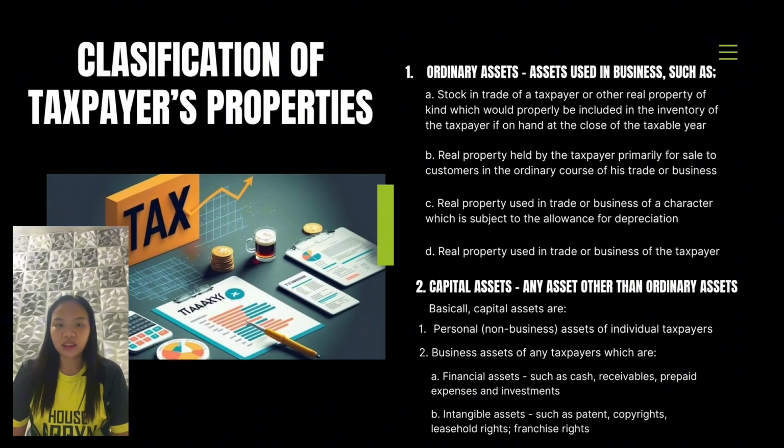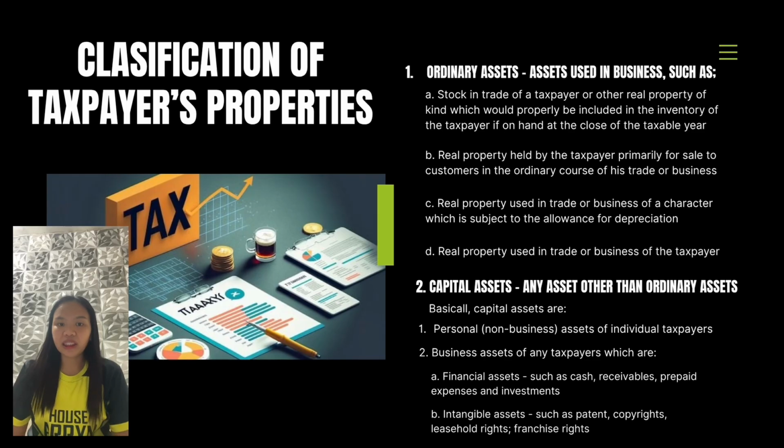Second is capital assets. These are any assets that are not ordinary assets. The text further breaks down capital assets into personal, non-business assets of individual taxpayers. This includes assets not related to a business. Business assets of any taxpayers include financial assets: cash, receivables, prepaid expenses, and investments. Also intangible assets: patents, copyrights, leasehold rights, and franchise rights.